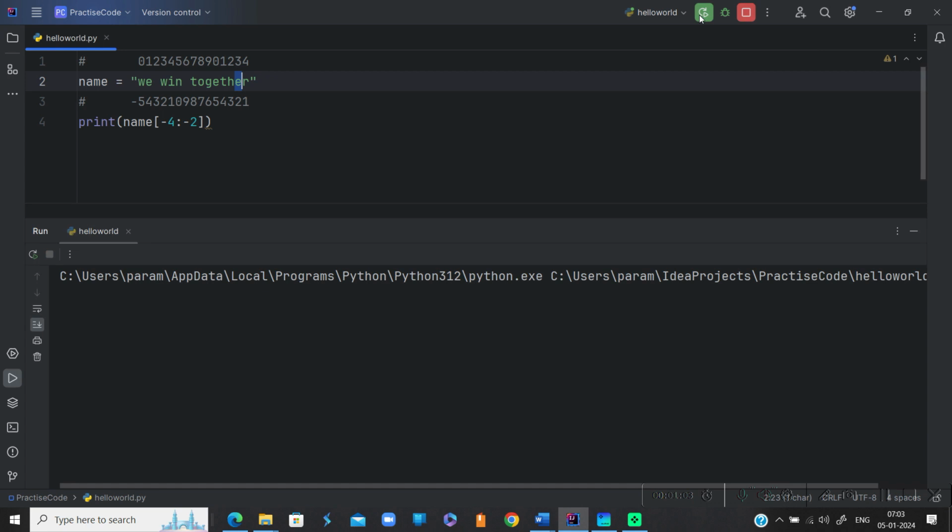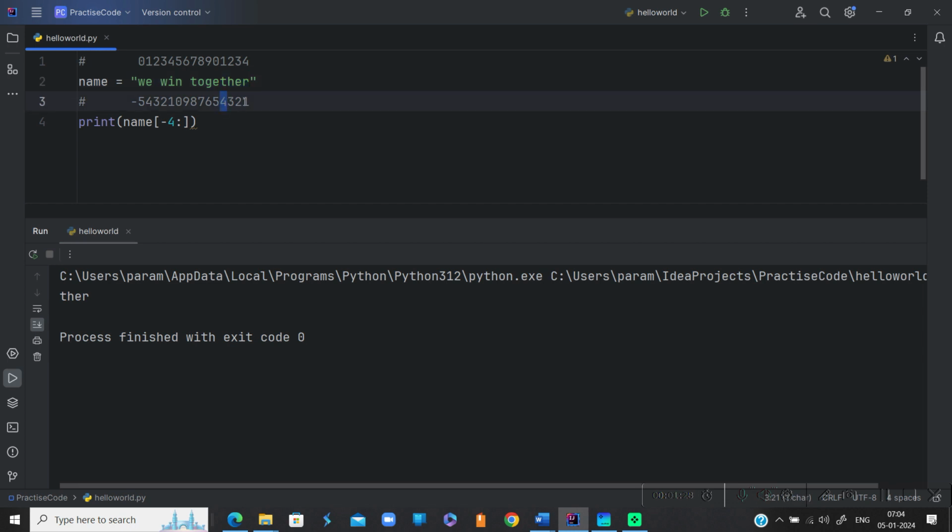Let's try to get an output. TH, we got an output. E is not included because it is excluded. So if we do not give any number as the second index, what happens? Okay, this is the substring we got. It started from minus 4 to minus 1.